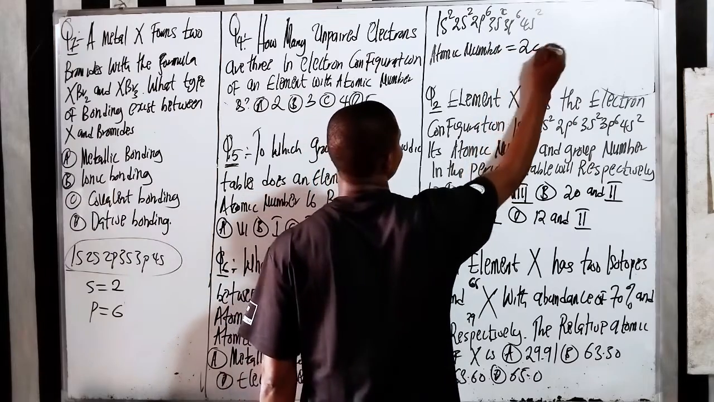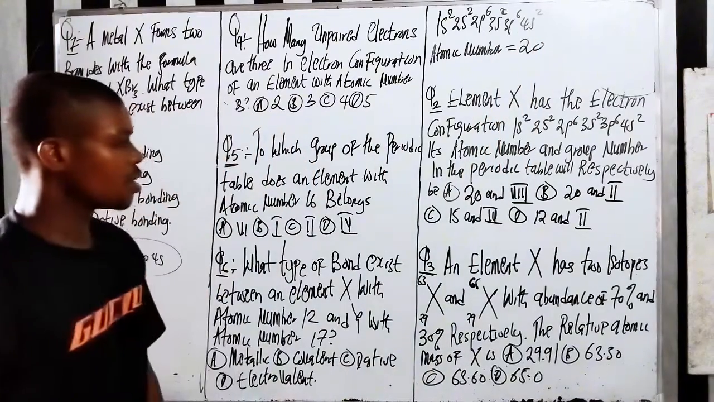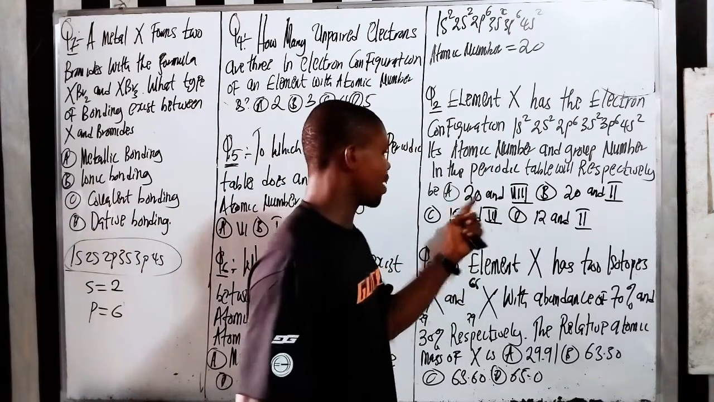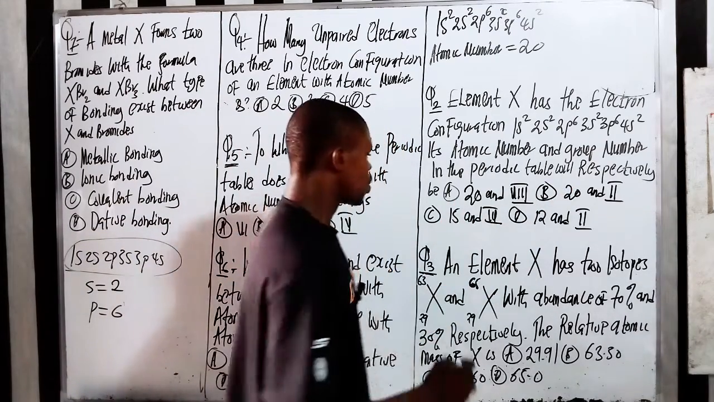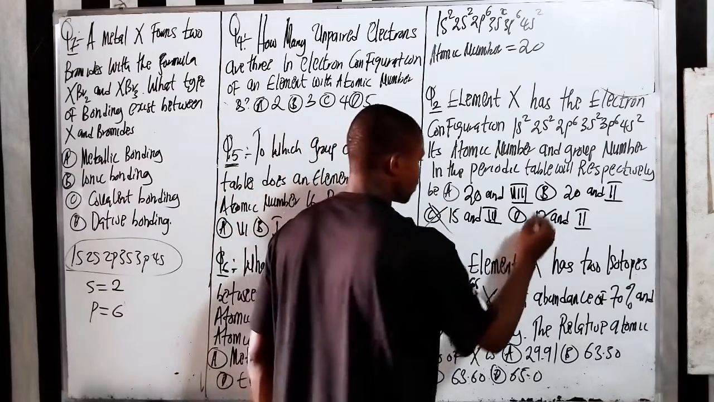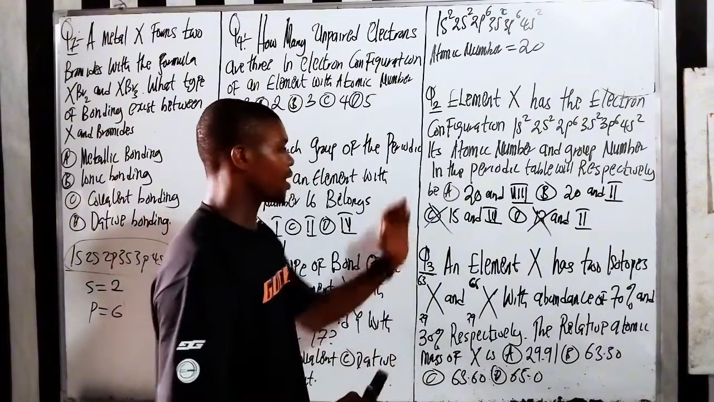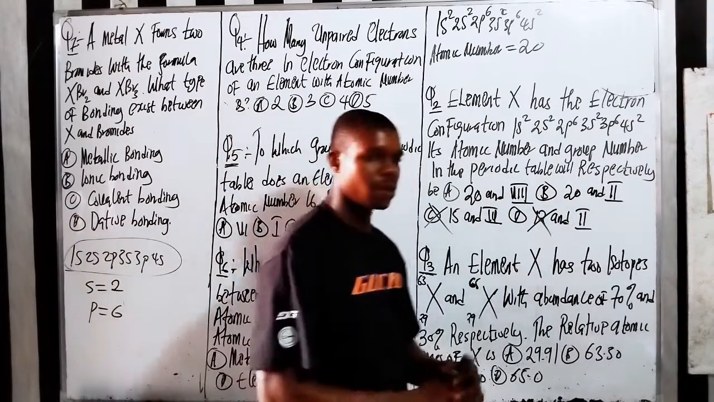The atomic number is 20. Now when you look at the options very well, here we have 20, here we have 20, here we have 15, here we have 12. So these two are already out. It can either be this one or this one here, right?